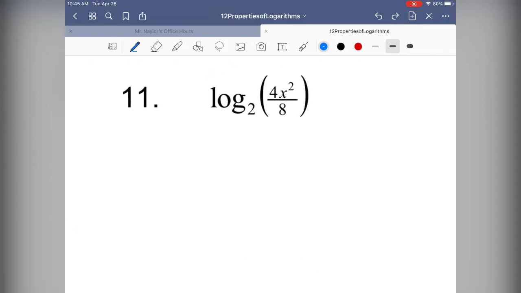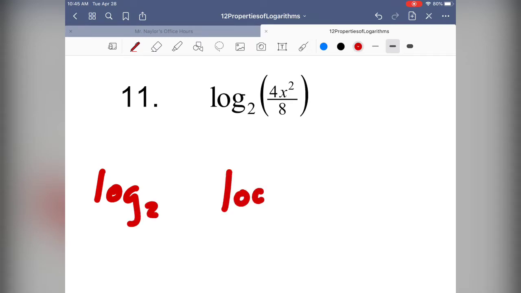Here's a problem that clearly has division. And so whenever there's a division or a fraction, there's always going to be subtraction. Aren't there also 3 terms here? So if there's 3 terms, we know that we're going to have 3 logs. What I like to encourage students to do is to write out 3 logs.